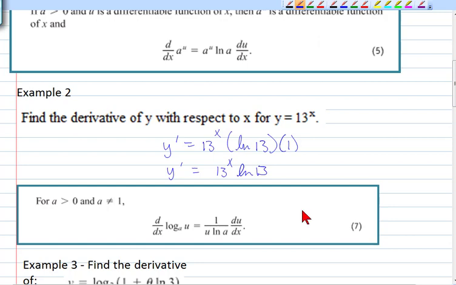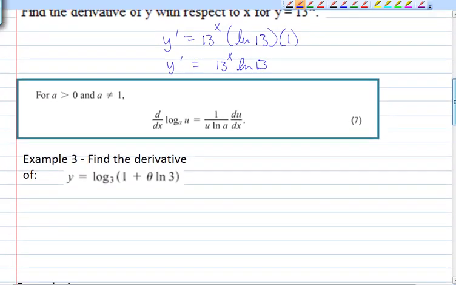Here's the rule for the derivative of a log where the base is not e. The derivative with respect to x of log base a of u is du over u ln a, the natural log of whatever the base is. Essentially, this comes from using the change of base formula in algebra.